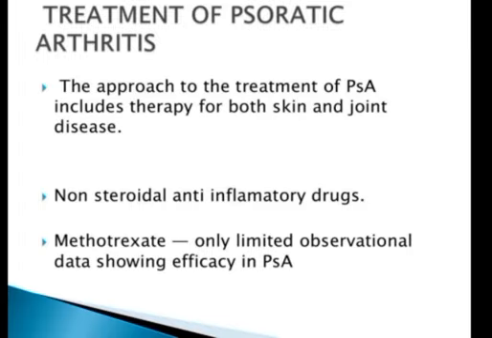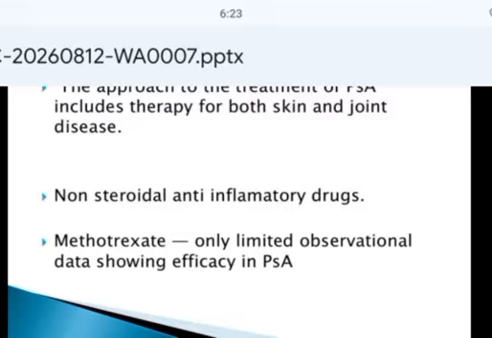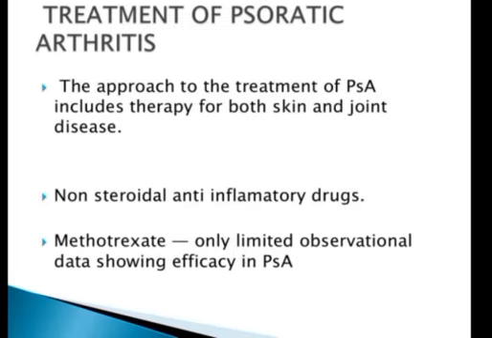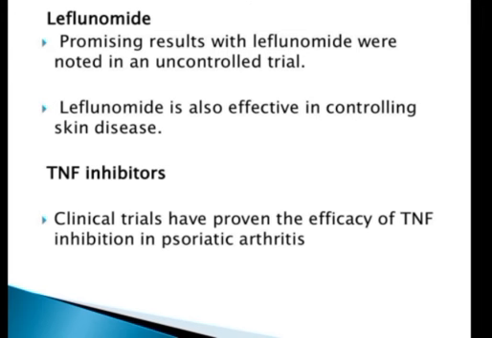The approach to the treatment of psoriatic arthritis includes therapy for both the skin and joint disease: non-steroidal anti-inflammatory drugs, methotrexate, with only limited observational data showing efficacy in psoriatic arthritis. Next, leflunomide. Promising results with leflunomide were noted in an uncontrolled trial. Leflunomide is also effective in controlling skin disease. TNF inhibitors. Clinical trials have proven the efficacy of TNF inhibition in psoriatic arthritis.